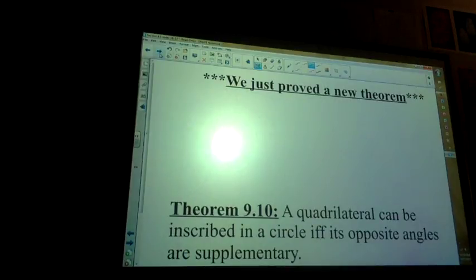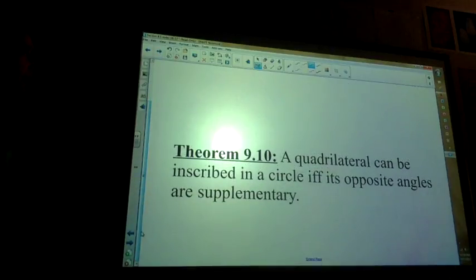All right, we just proved the new theorem. Yay! A quadrilateral can be inscribed in a circle if and only if its opposite angles are supplementary. Beautiful.